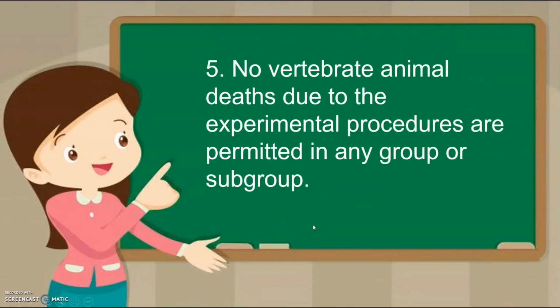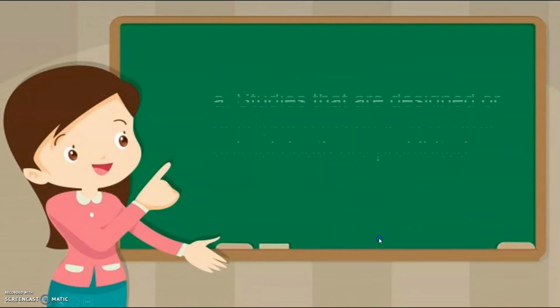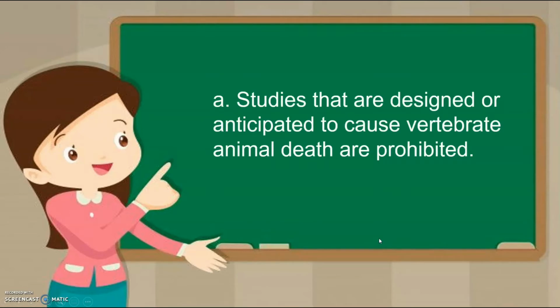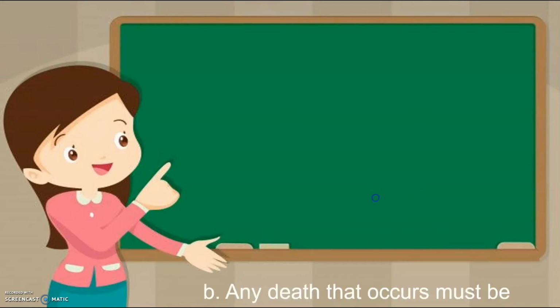Next, no vertebrate animal deaths due to the experimental procedures are permitted in any group or subgroup. Always remember that our highest priority is the health and well-being of animals, and death of animals is not really acceptable in any kind of research activity or research experimentation. Next, studies that are designed or anticipated to cause vertebrate animal death are prohibited. Just like what we have said a while ago.